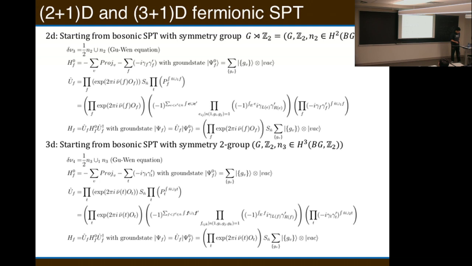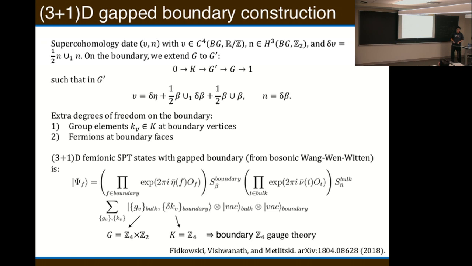And here is the result of how we construct a gapped boundary. This part is the original bulk wave function. And on the boundary, we consider the group extension problem. Given some supercohomology data and a symmetry group G, we try to extend this G by K to get another group G prime, such that this supercohomology data is trivialized by the data called eta and beta. To construct a boundary, we need to add some degrees of freedom. So we add a K on the boundary vertex and put the fermion on the boundary face. On the boundary, we write down a similar theory here.